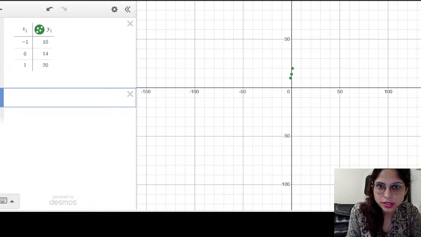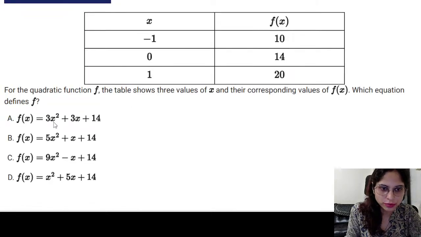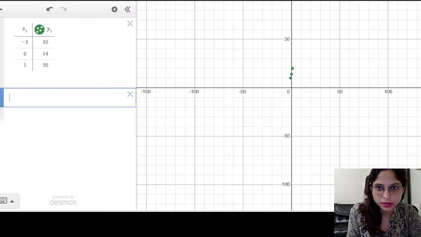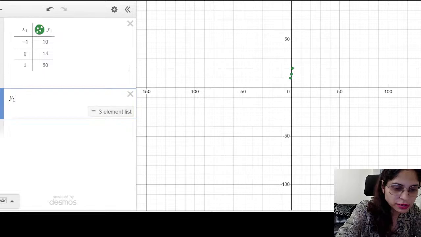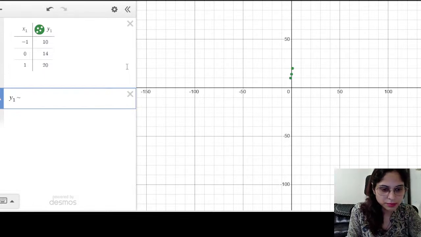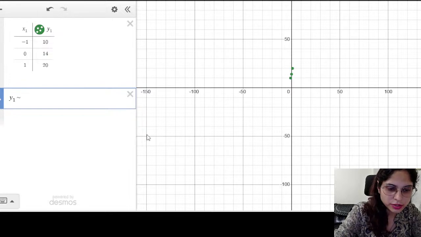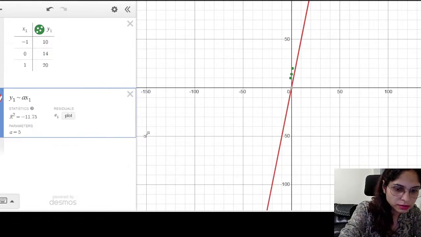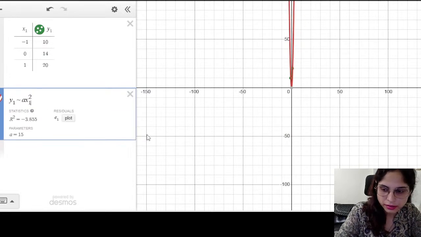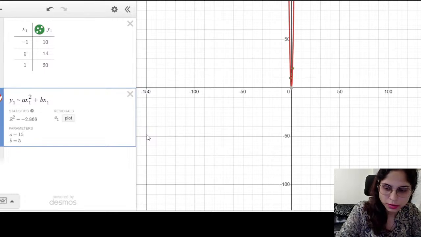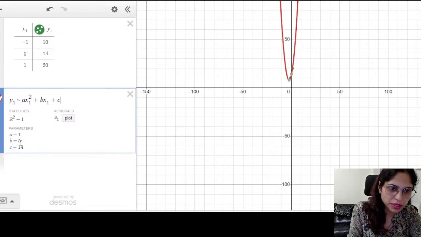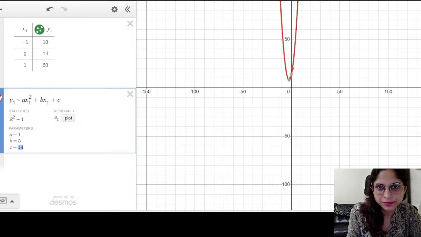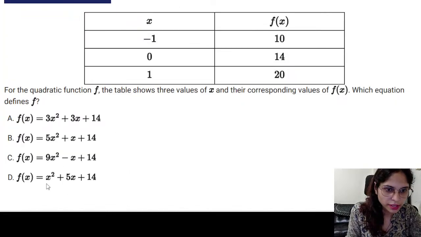And you can see all the options are in standard form, ax square plus bx plus c. So that's what I'm going to do. y1 tilde sign, this is before 1, shift that particular thing, and then you just write ax1 square plus bx1 plus c. It will give you the values of a, b and c. 1x square plus 5x plus 14, option D.